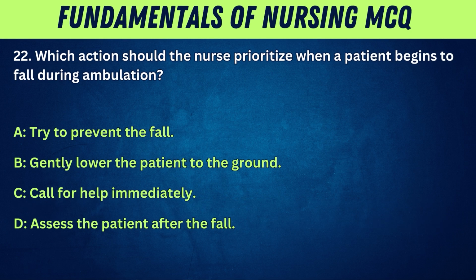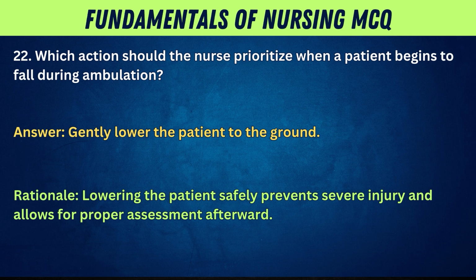22. Which action should the nurse prioritize when a patient begins to fall during ambulation? A. Try to prevent the fall. B. Gently lower the patient to the ground. C. Call for help immediately. D. Assess the patient after the fall. Answer: gently lower the patient to the ground. Rationale: lowering the patient safely prevents severe injury and allows for proper assessment afterward.